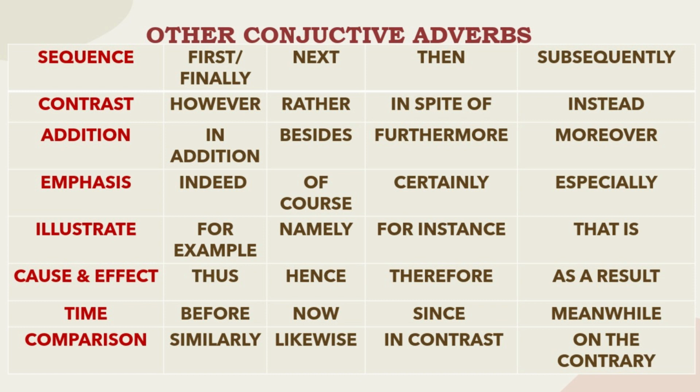Now, to illustrate, we could use the following: for example, namely, for instance, that is. To show cause and effect, one could use thus, hence, therefore, as a result. To show time, you could use the following: before, now, since, meanwhile. For comparison, you could use similarly, likewise, in contrast, on the contrary.